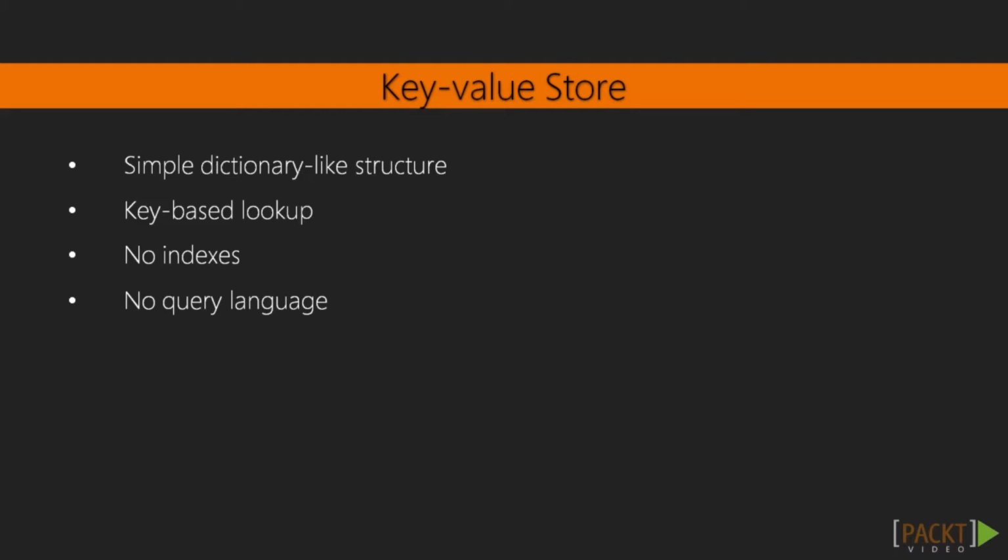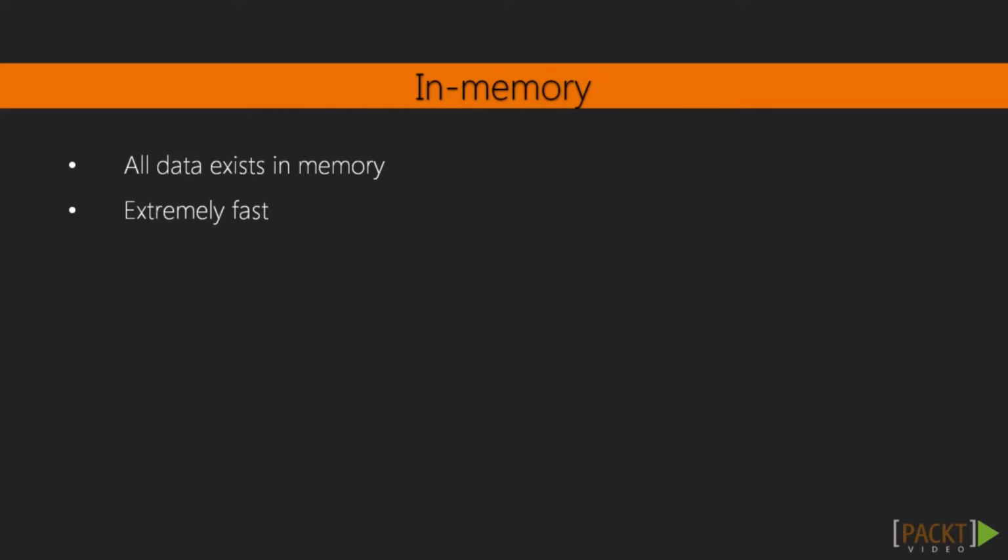There are no indexes, there's no query language. All access is direct, so you just maintain these keys and look up information that way. All of the data in Redis must exist in memory. This makes it extremely fast because it doesn't have any overhead of network or disk, but it does put some limitations on the size of your data.